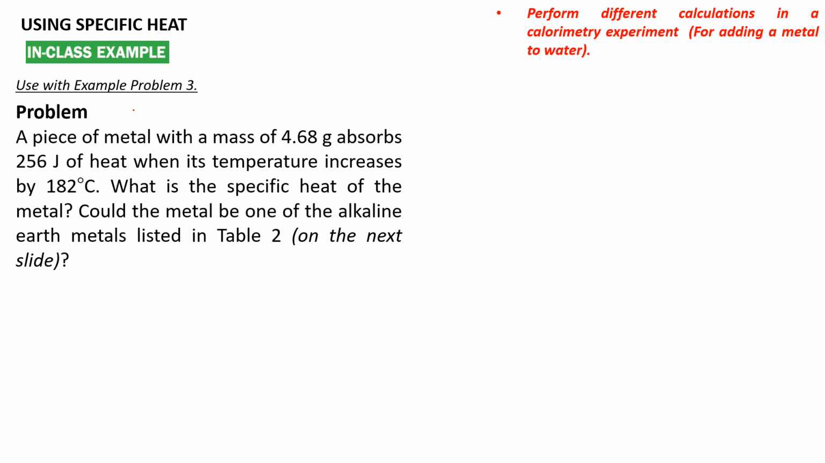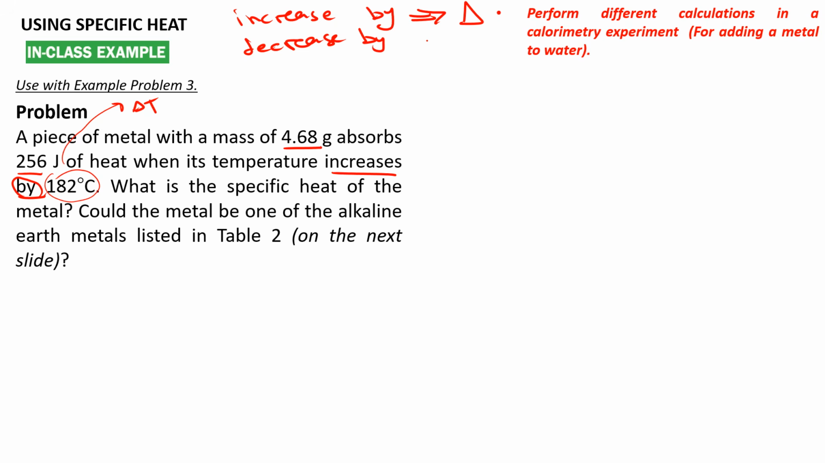Another question. A piece of metal with a mass of 4.6 grams, 68 grams, absorbs 256 joules of heat when its temperature increases by. When you see increases by or decreases by, this number is delta T. Increase by or decrease by means delta, meaning final minus initial. Final minus initial, okay?